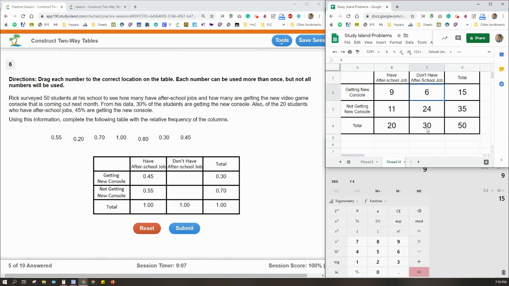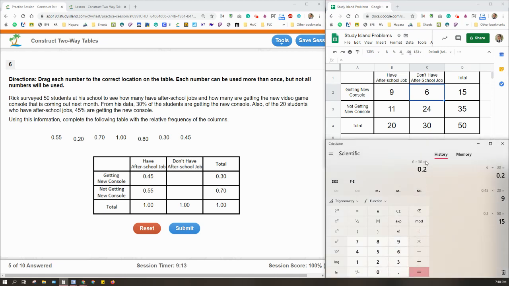So what is 6 out of 30 as a percentage? 6 divided by 30 is 0.2. That's 20%. So we fill that into our table. And again, the percentages have to add up to 100% because we care about the total for the columns. So this must be 80%. And if I plugged in 24 divided by 30, it would give me 80% as well. And there we go. There's our 0.8. So we know we've got it right.